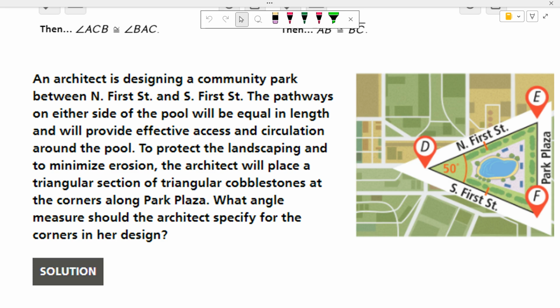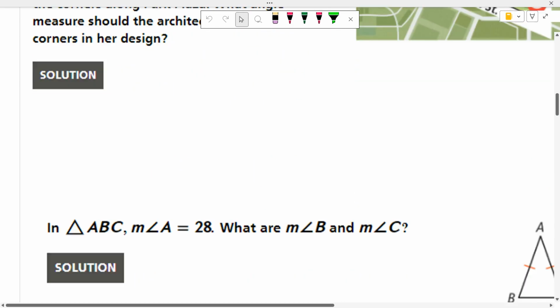Well, from previous chapters, how many degrees are in any triangle? 180. So if they use 50 degrees up right here, these two share how much, Ashton? 130. So if they share 130, two angles share 130 and they're equal. What's 130 divided by 2? 65. So each of these angles should be 65 degrees.